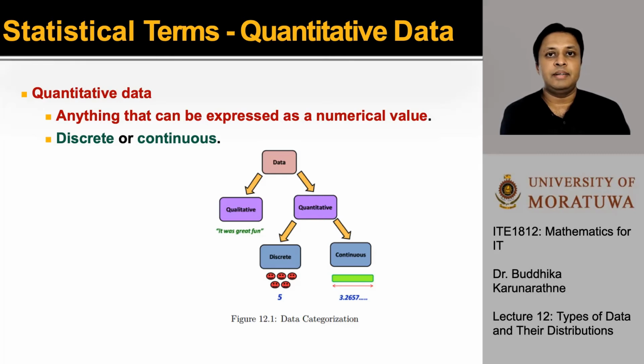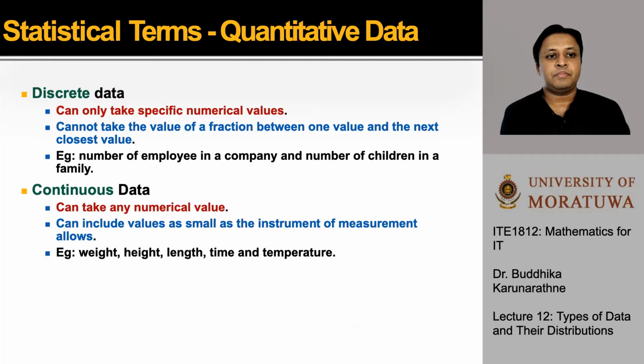And qualitative data cannot be represented in numerical values. For example, these could be descriptions or any classes. For example, here it was great fun, or it was beautiful, it was not good, and so on. So these kinds of descriptions fall into the category of qualitative data. We will have more examples later on. So now we try to identify the two main categories of quantitative data.